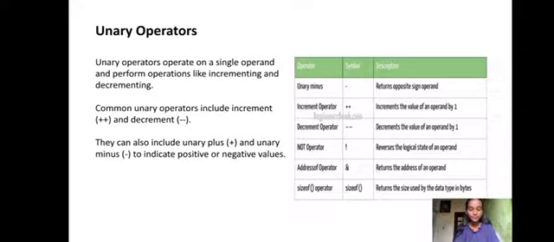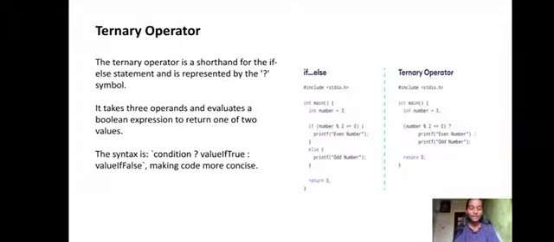So next, ternary operator. The ternary operator is a shorthand of if-else statements and is represented by the question mark symbol. It takes three operands and evaluates a Boolean expression and returns one of two values. The syntax is condition ? value if true : value if false, making code more concise.